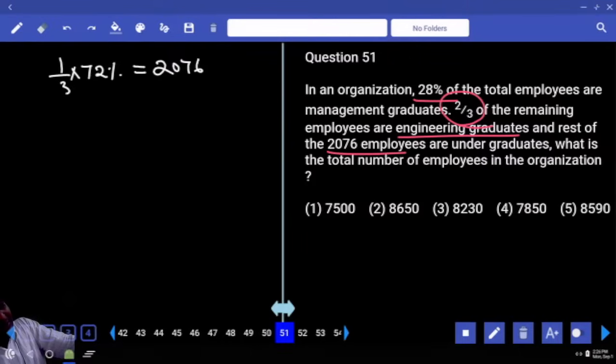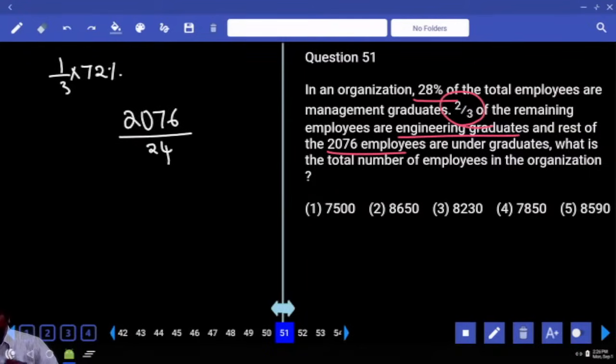Now what is the number of employees in the organization? What is 1/3 of 72? 24%, correct? 24% is equal to 2076. Then 1% value will be 2076 divided by 24. Total employees are 100%.